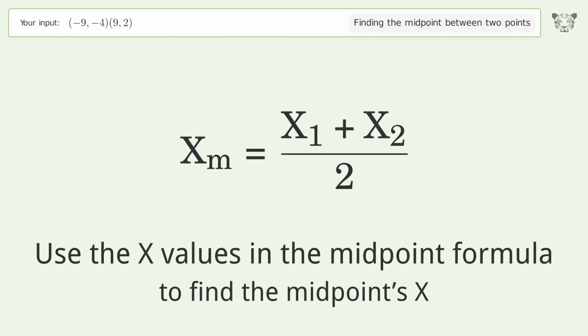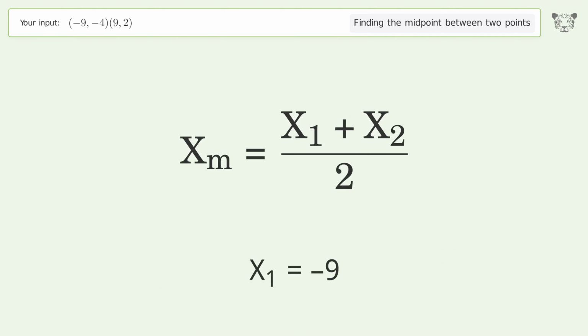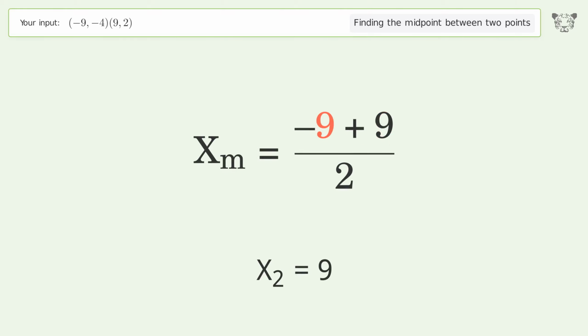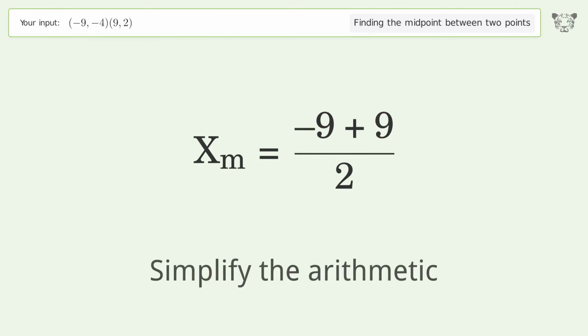Use the x values in the midpoint formula to find the midpoint's x. x1 equals -9. x2 equals 9. Simplify the arithmetic.